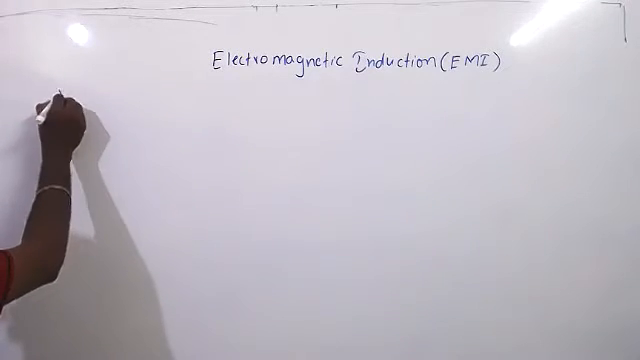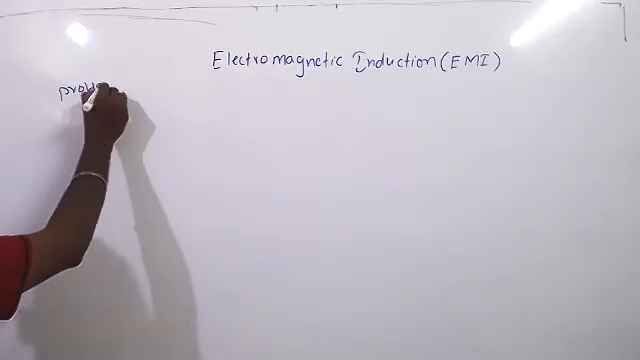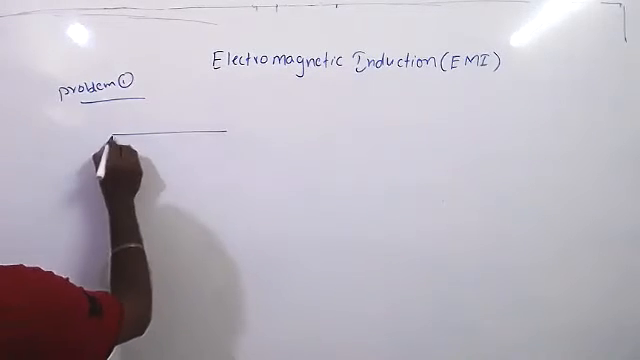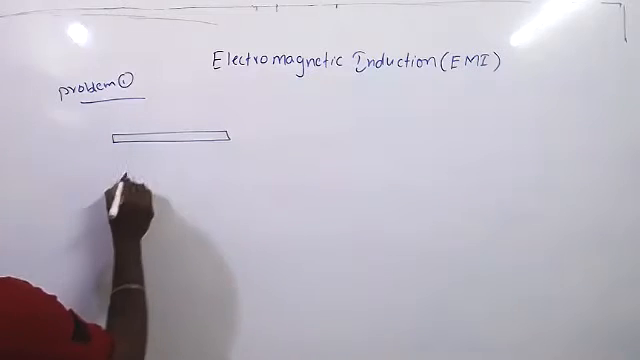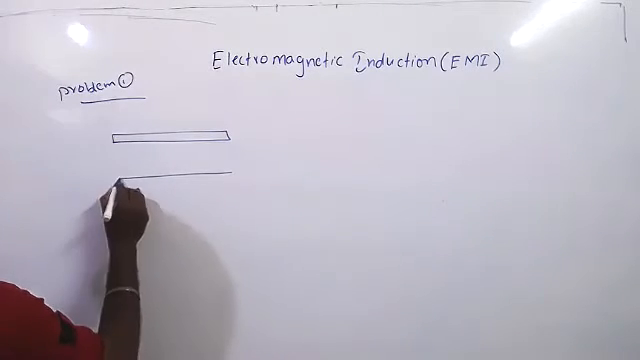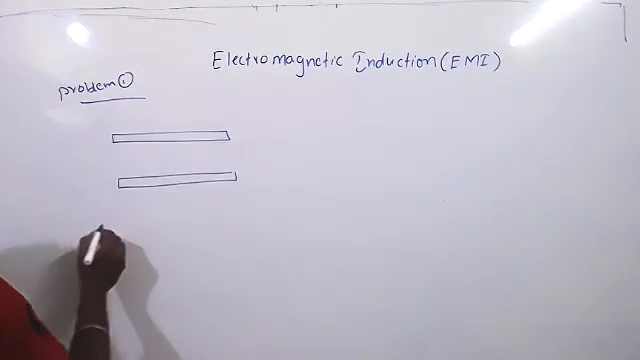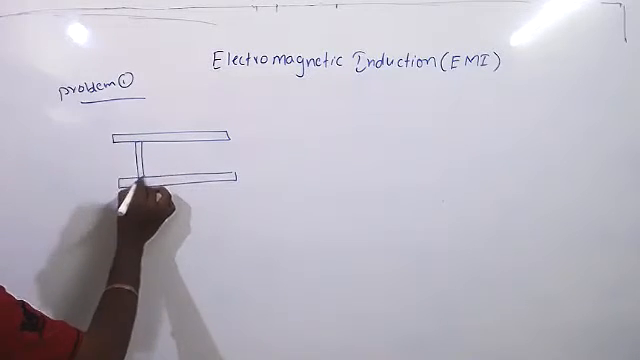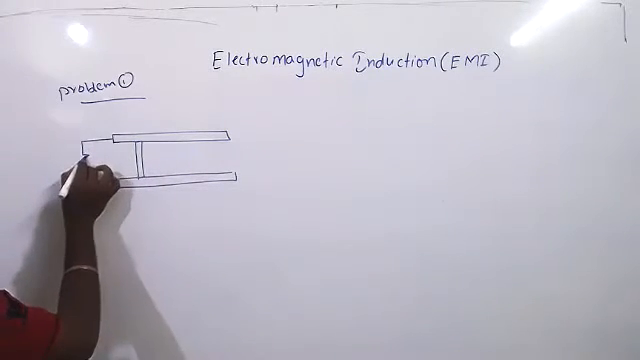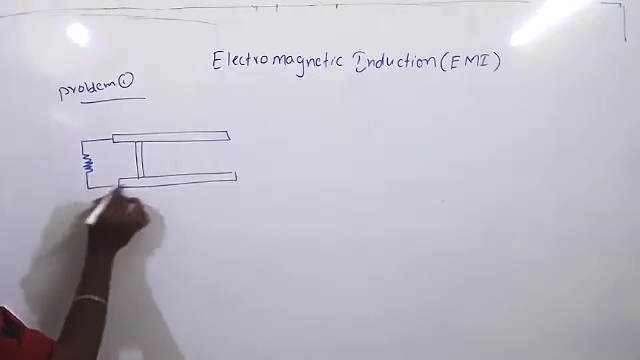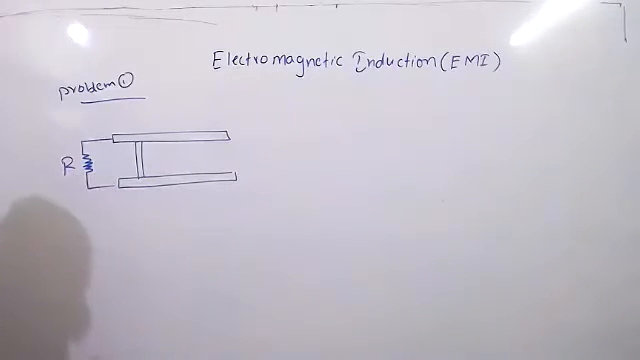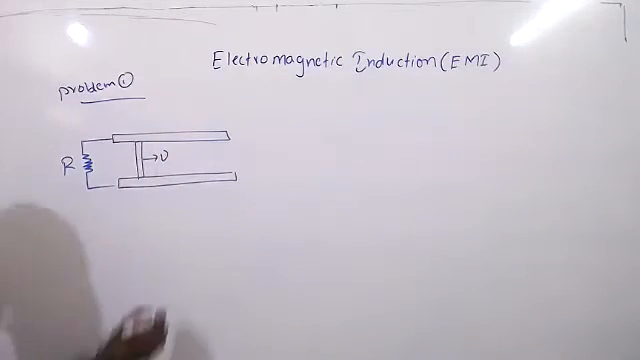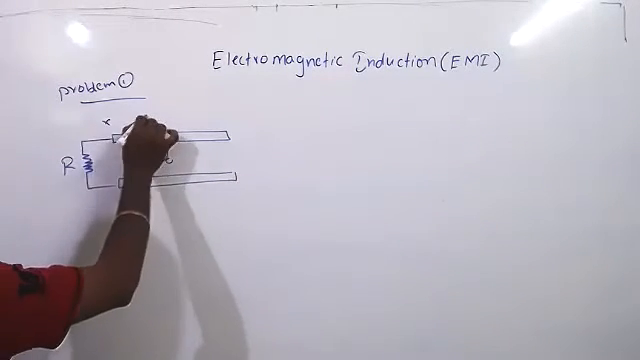Let's see. Problem 1. R is the resistance. V naught is the velocity. It is in the uniform magnetic field.